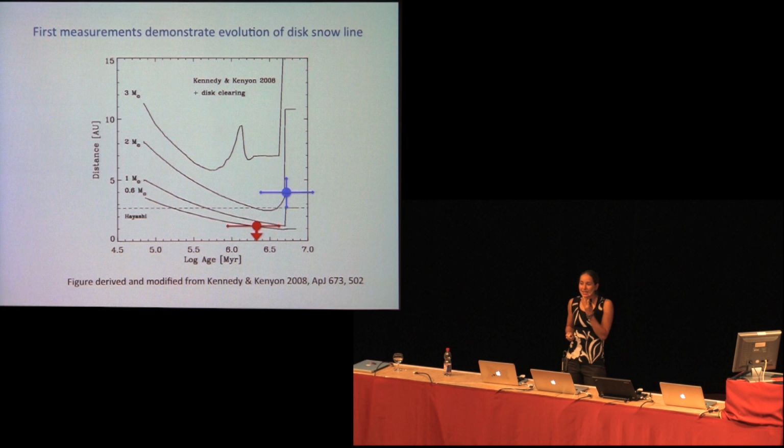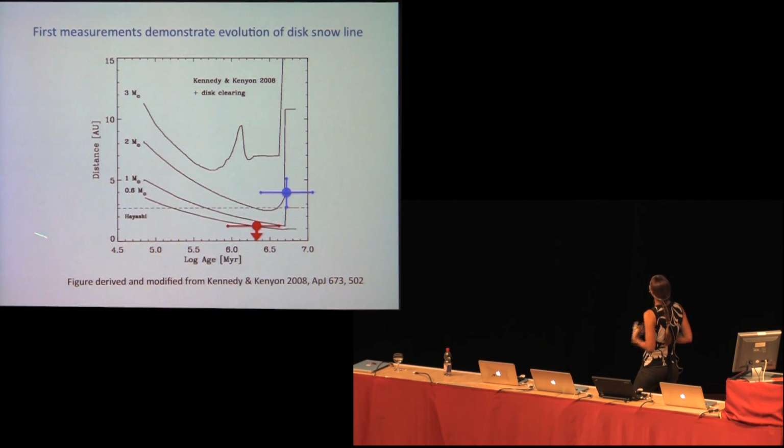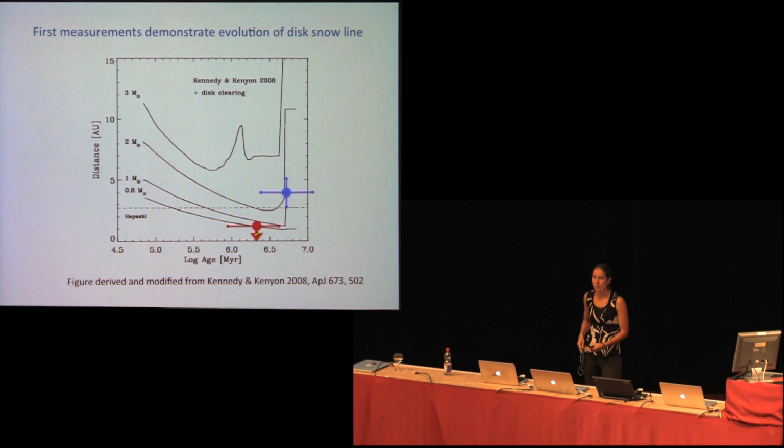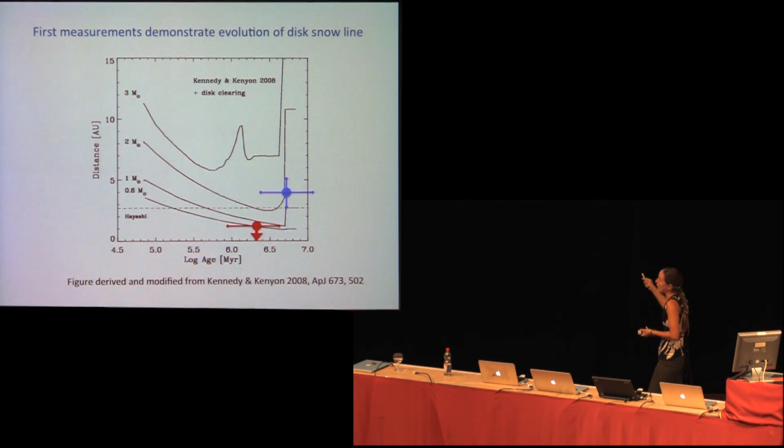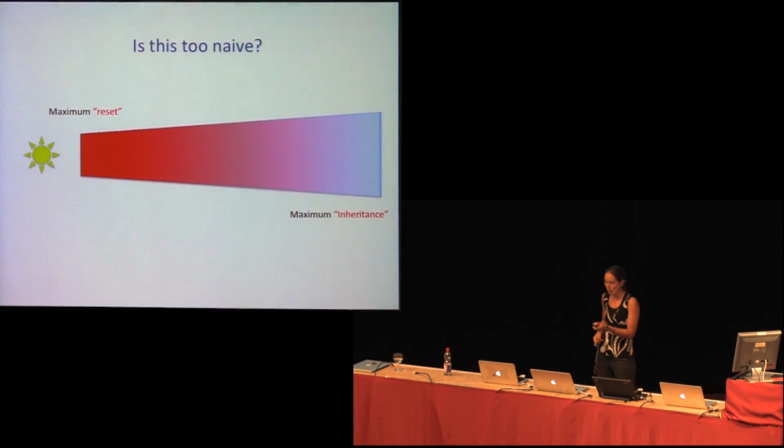So we can place this on our plot as well. And what you can see is this actual evolution as the snow line increases because the disk has cleared. So we see the first evidence of what we might have expected. And as you might imagine, it would be very exciting to try to fill out this plot, and that's what we're actively working on.